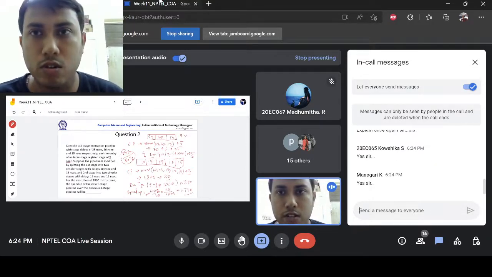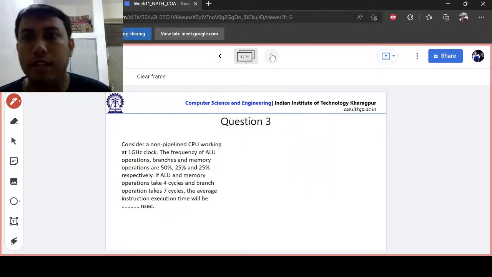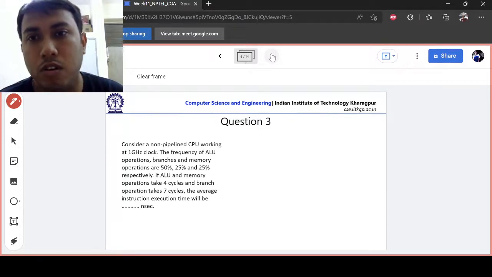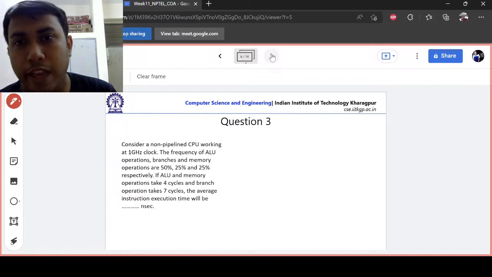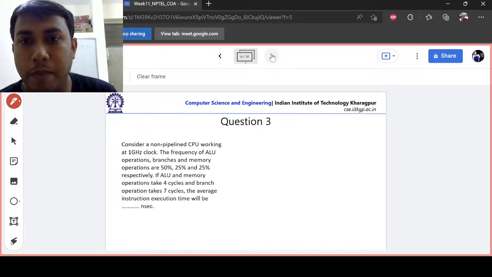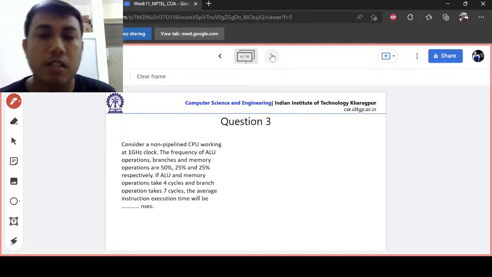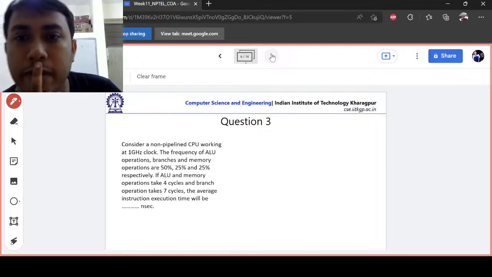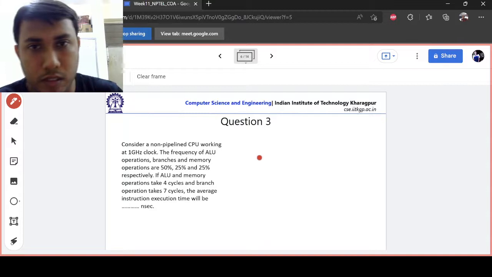Okay, so let's go to the next problem. It is given, consider a non-pipeline CPU working at 1 gigahertz clock. The frequency of ALU, branch and memory operations are 50%, 25% and 25% respectively. If ALU and memory take 4 cycles and the branch operation takes 7 cycles, the average instruction time will be how many nanoseconds?